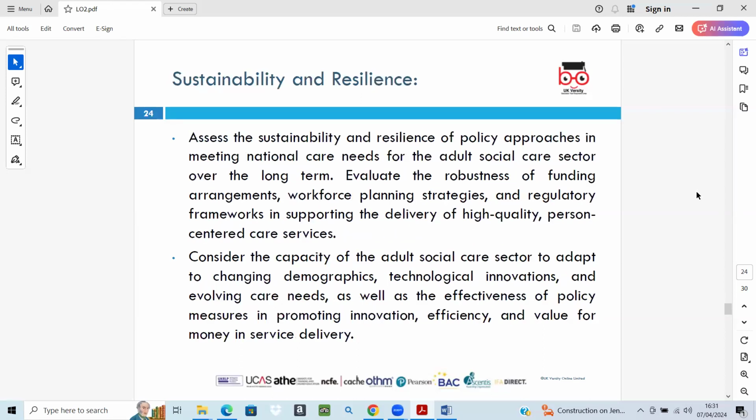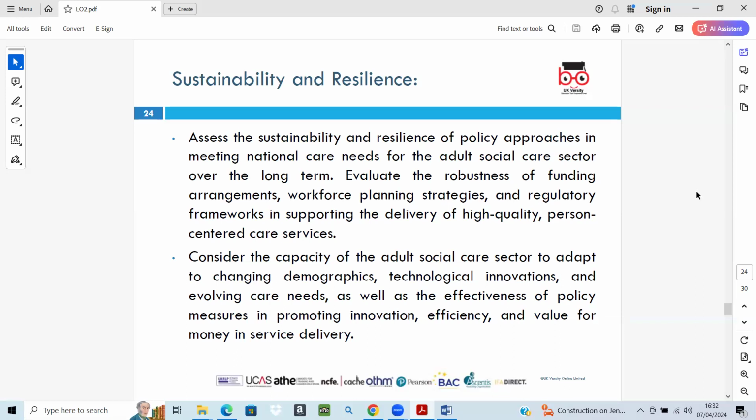And what we have is sustainability and resilience. We evaluate the sustainability and adequacy of funding arrangements for adult social care, considering factors such as government funding, private contribution, and the impact of economic fluctuation. And we assess the effectiveness of funding mechanisms in ensuring the availability of resources for delivering high quality person-centered care services, and their ability to support the sector in the long term.